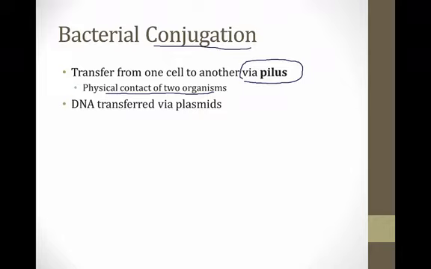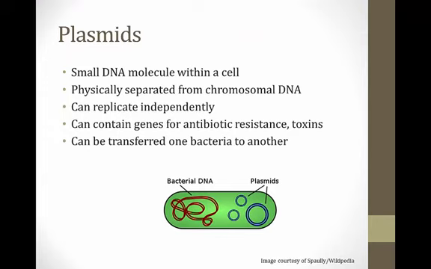Another thing that you have to know is that the DNA here is transferred via plasmids. So let's talk about what plasmids are. Plasmids are small DNA molecules within a cell, and they're physically separated from the chromosomal DNA. If you look at this picture down here, the red circle is the bacterial DNA, but these little blue circles are plasmids. They're little bits of genetic information floating freely inside the cell, separate from the DNA.